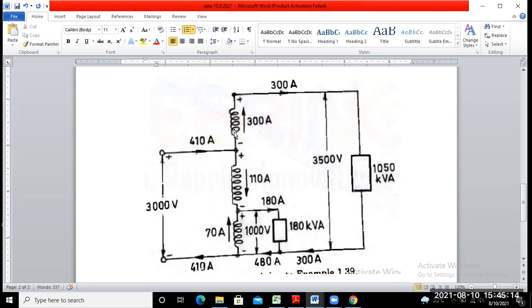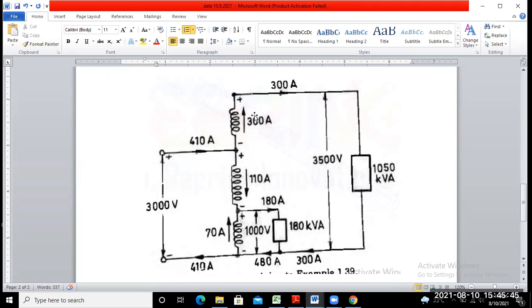Okay, so you already know how much current is flowing through this one. First of all, find out. So here the kVA rating is given to you, that means 1050 kVA, and the voltage rating is already given to you as 3500 volt. So if you divide 1050 kVA by 3500 volt, you will get how much? Nothing but 300 ampere. That means 300 ampere current flowing through this load.